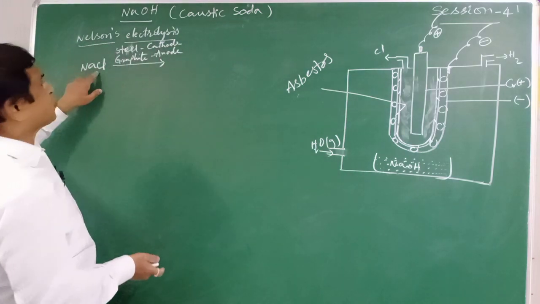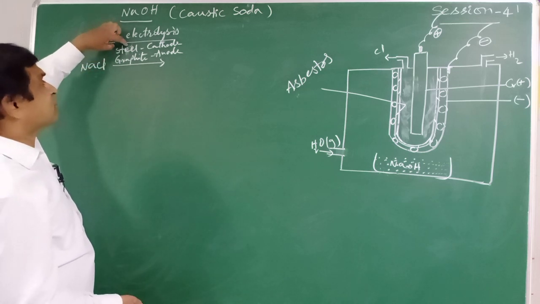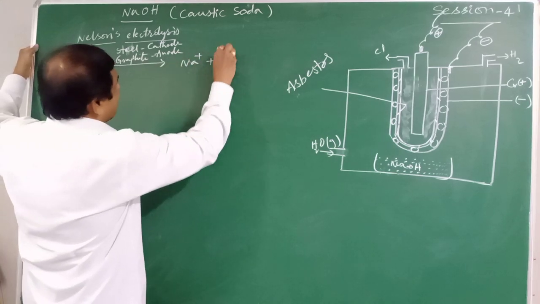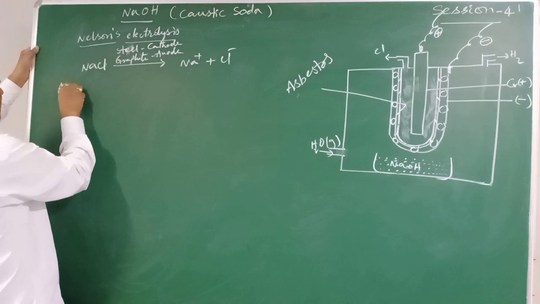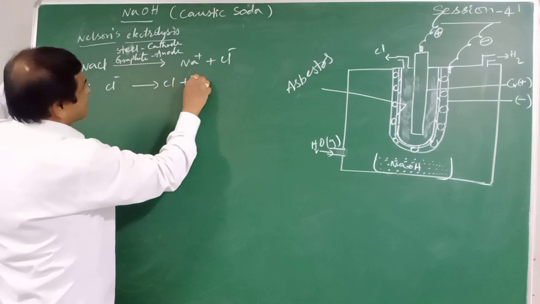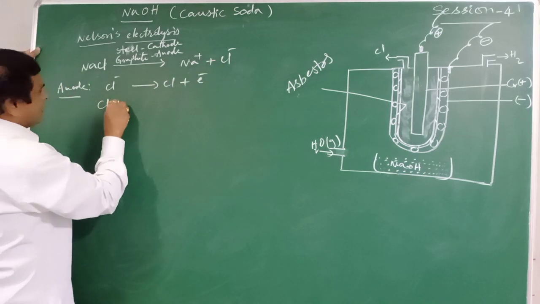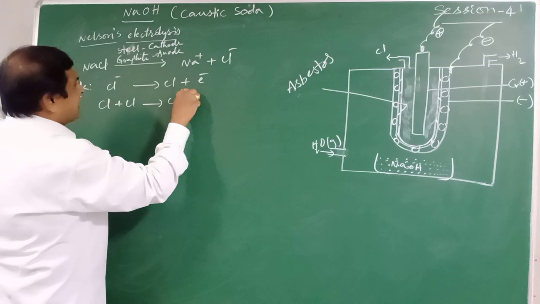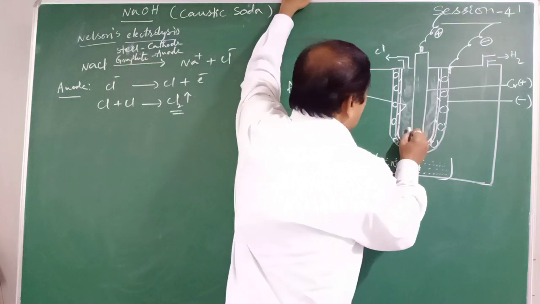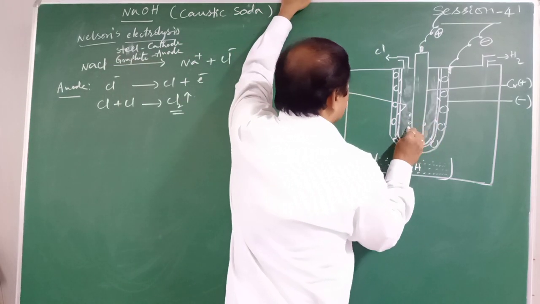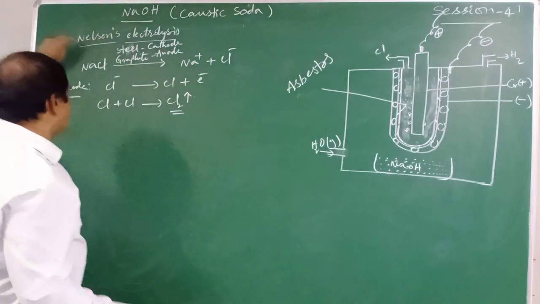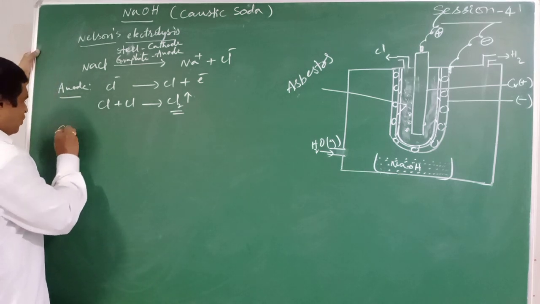Now, brine solution is electrolyzed in presence of steel cathode and graphite anode. So it ionizes first into Na+ and Cl-. At anode what happens? The primary change: Cl- gives rise to Cl plus electron, that is oxidation. So Cl gives rise to chlorine gas, which is liberated at anode. The chlorine gas is bubbled and liberated at the graphite anode, and it is collected into the chlorine cylinders. Next, at cathode what happens?